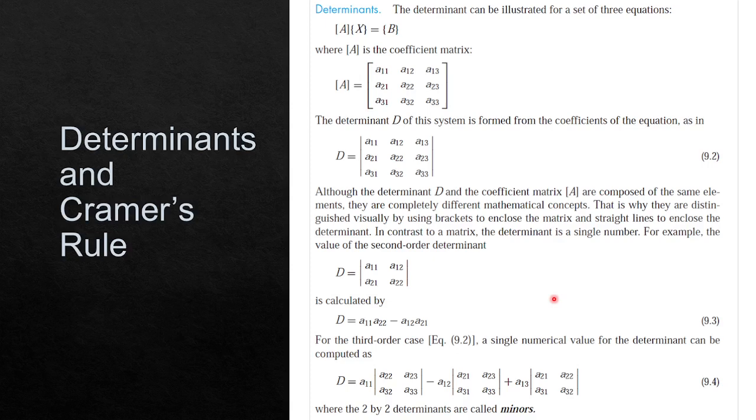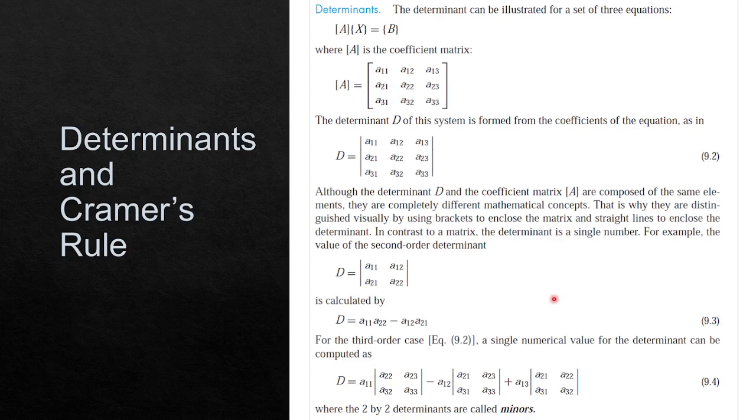The determinant D of this system is formed by the coefficients of the equations, so you have the determinant of the matrix A, no? If you don't know the determinants, you should step back and review what matrices are, the operations of matrices, and how to get the determinant of each matrix, whether a 1 by 1, a 2 by 2, or a 3 by 3. I'll just be proceeding with this one.